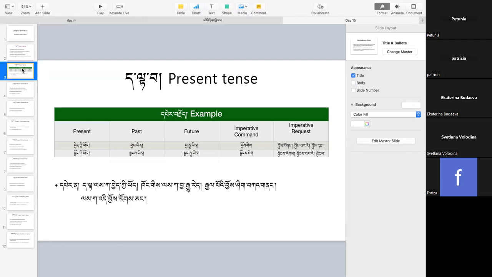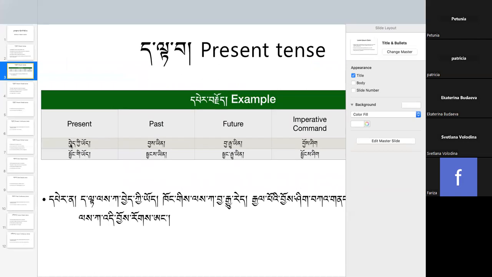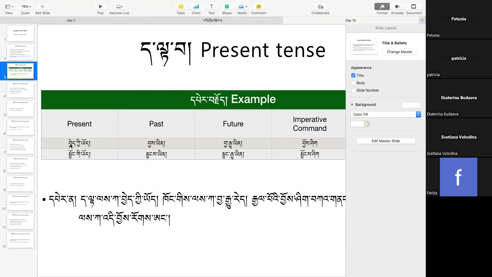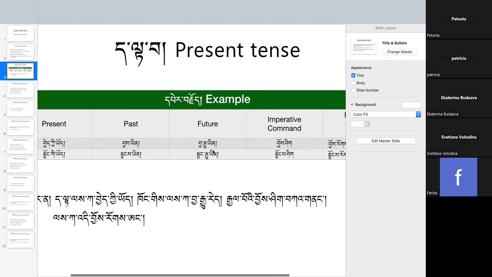This is an example. As you can see, in the present tense, we have 且记约. So this is the spelling in the present tense. And then in the past, it is 且yin. In the future tense, it's 且gyuyin yin.